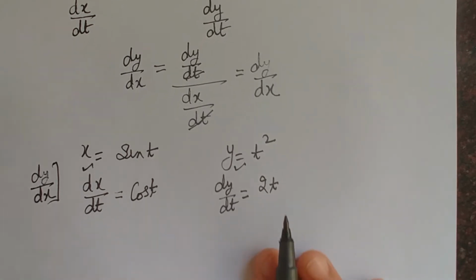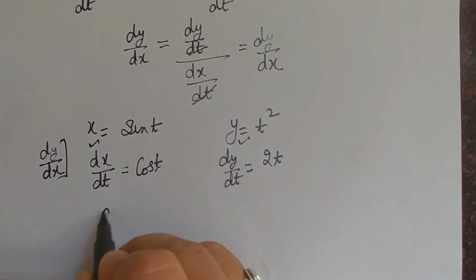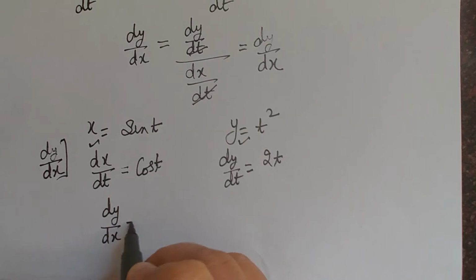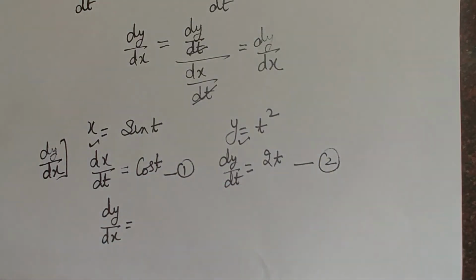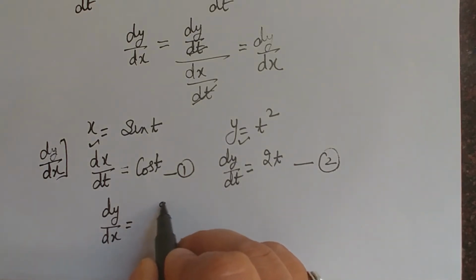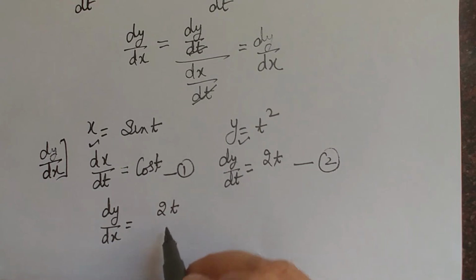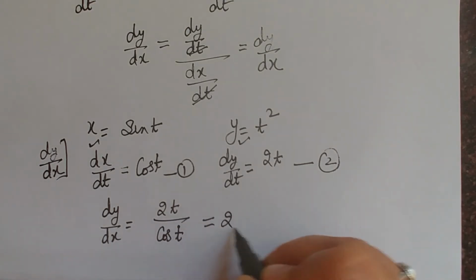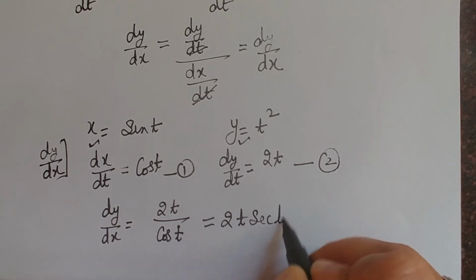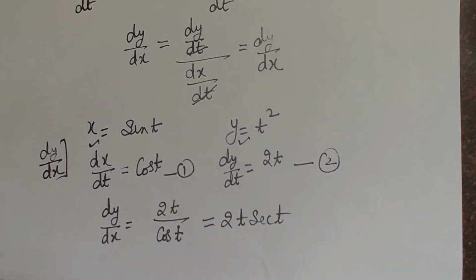Now I need to find dy by dx. So dy by dx will be equal to, I need to divide this 2t by this cos t. So it will be 2t divided by cos t, or I can write it as 2t secant t. So this is how we differentiate parametric forms.